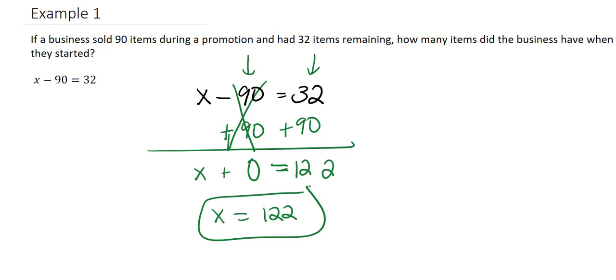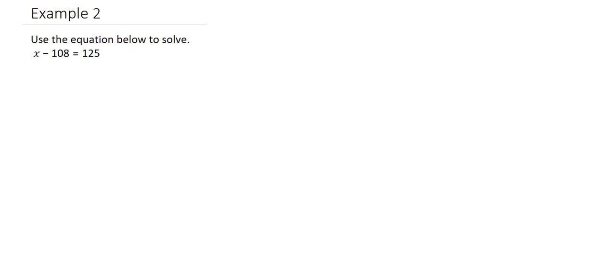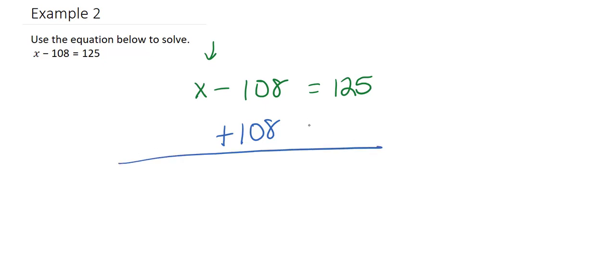Now let's look at the next example. So example 2, we're going to use the equation below to solve. So we have x minus 108 equals 125. So we're trying to find a value where some value minus 108 equals 125. In order to solve, we have this minus 108, and we want to get the variable all by itself. So to get the variable by itself, we're going to move this number. So we do the opposite and add.